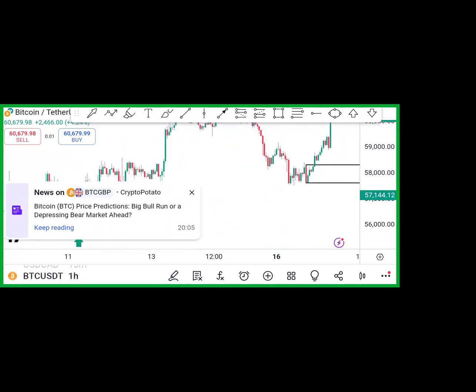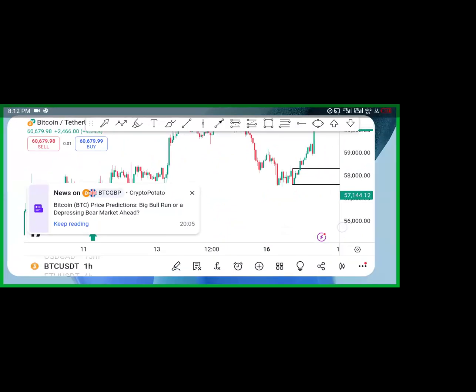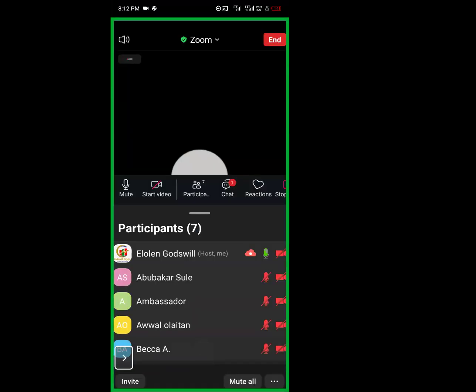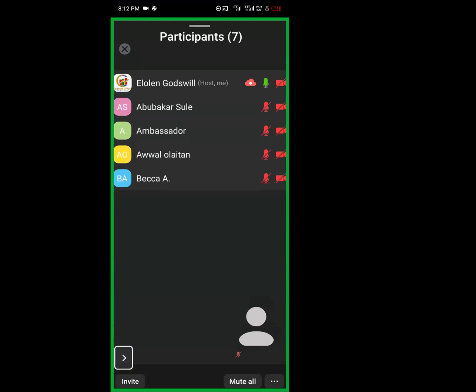Now, what is going to make a demand level valid? What is going to make a demand level valid? So let me know. Are you guys following everything I'm saying? Are you guys following everything I'm teaching?